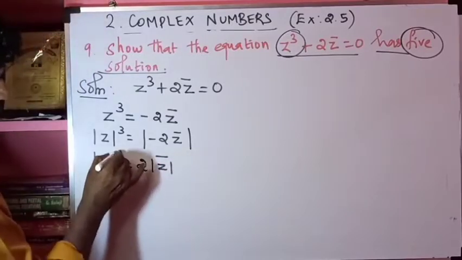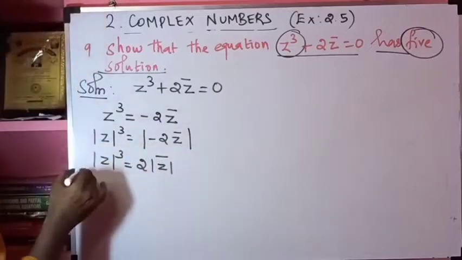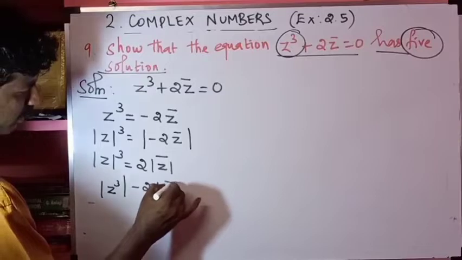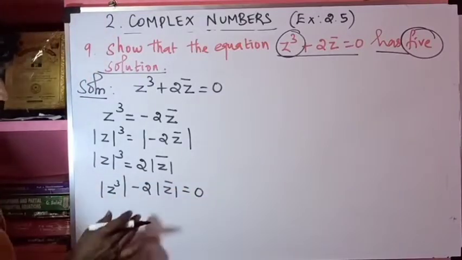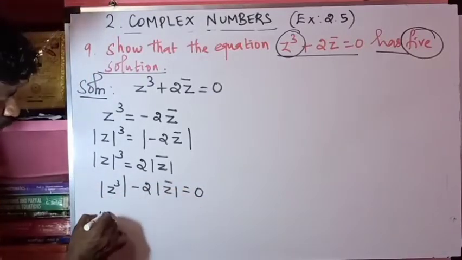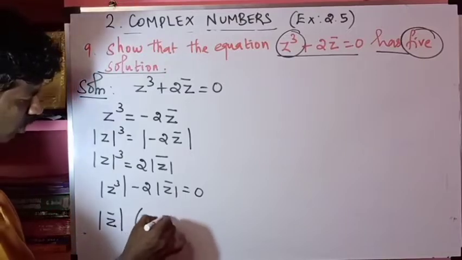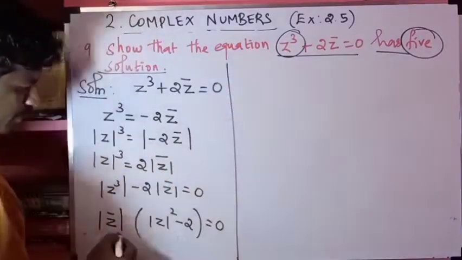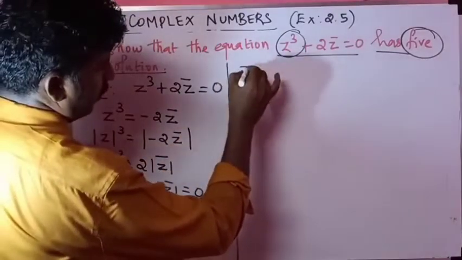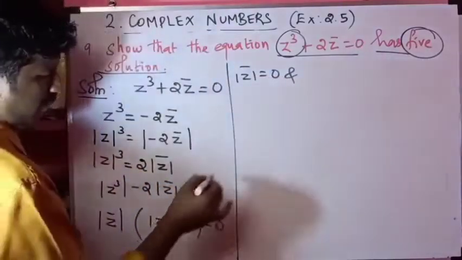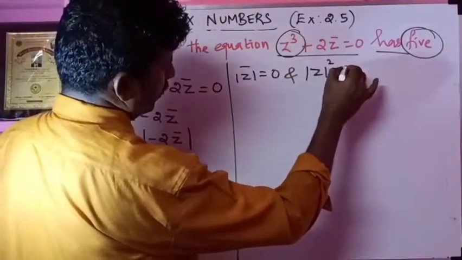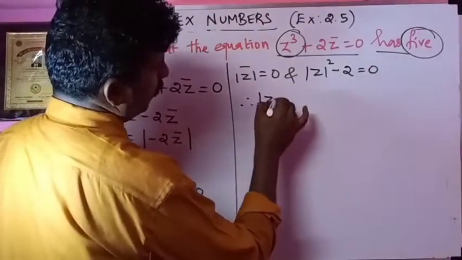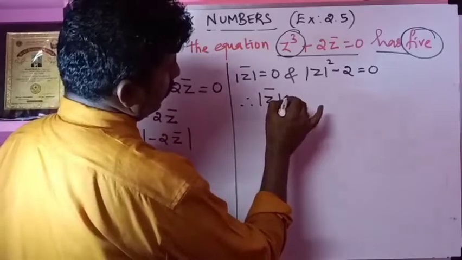The modulus z cube. Right? இப்போ மறுபடியும் இந்த பக்கம் கொண்டு வரேன். அப்ப என்ன இருக்கு பாருங்க, modulus z cube minus 2 modulus z bar equal to 0. இப்போ modulus z bar பொதுவா வெளிய எடுக்கிறேன். ஒரு modulus z பொதுவா எடுத்துட்டா இங்க என்ன இருக்கும், modulus z square minus 2 is equal to 0. இப்போ இதை நம்ம எப்படி எழுதுவோம், first modulus z bar equal to 0 and modulus z square minus 2 is equal to 0, right?